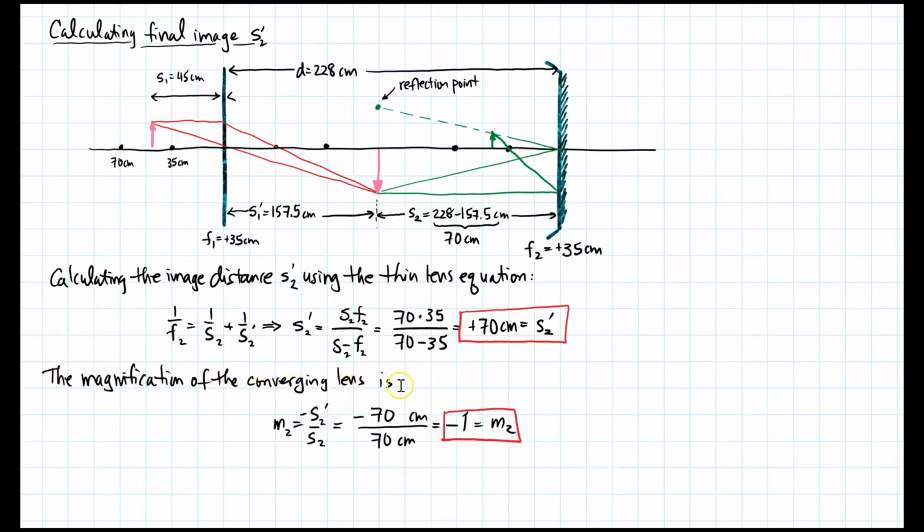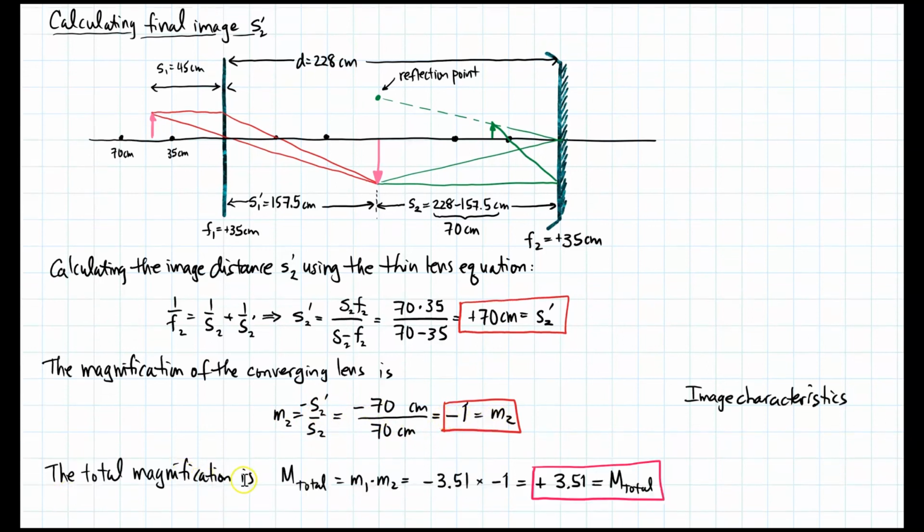Magnification of the mirror is M2 equals minus S2 prime over S2, which gives me minus 70 over 70, which gives me a magnification of minus 1, which is equal to M2. Total magnification, capital M total, is M1 times M2, so I'm going to get minus 3.5 times minus 1, which gives me a positive 3.5 magnification.